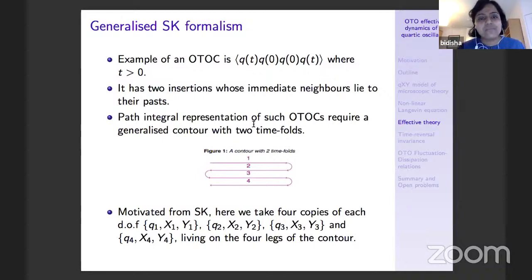So the path integral representation of such OTOCs, as we understand from the picture, will require a generalized contour with two time folds. Motivated by Schwinger-Keldysh, as we observed in the one time fold contour, the microscopic theory had to have two copies of degrees of freedom. Here we need four copies, because there will be some generalization of the reduced density matrix as an initial state, and you evolve forward and backward four times. These four copies of degrees of freedom will take care of that.